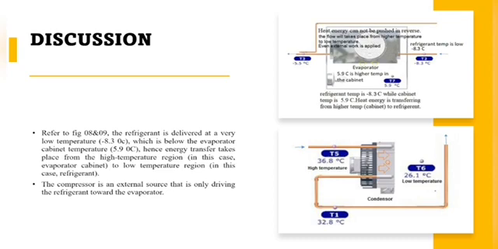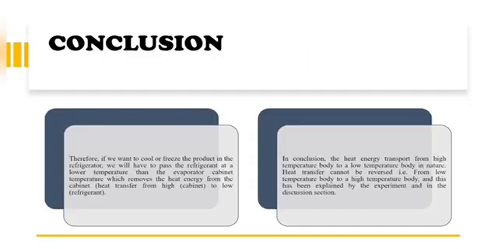The compressor is an external source that is only driving the refrigerant toward the evaporator. Therefore, if we want to freeze the product in the refrigerator, we will have to pass the refrigerant at a lower temperature than the evaporator cabinet temperature, which removes the heat energy from the cabinet. Heat transfers from high to low.